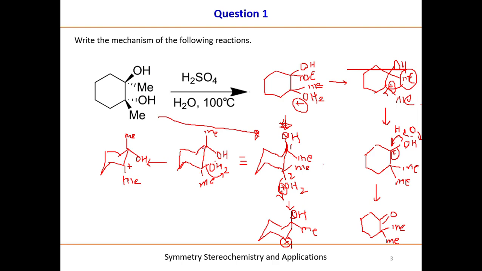So this group can also migrate here. When this group is migrating over this carbon atom, what will happen? 5-member ring formation will take place, along with carbocation formation over the other carbon atom. Methyl and OH.